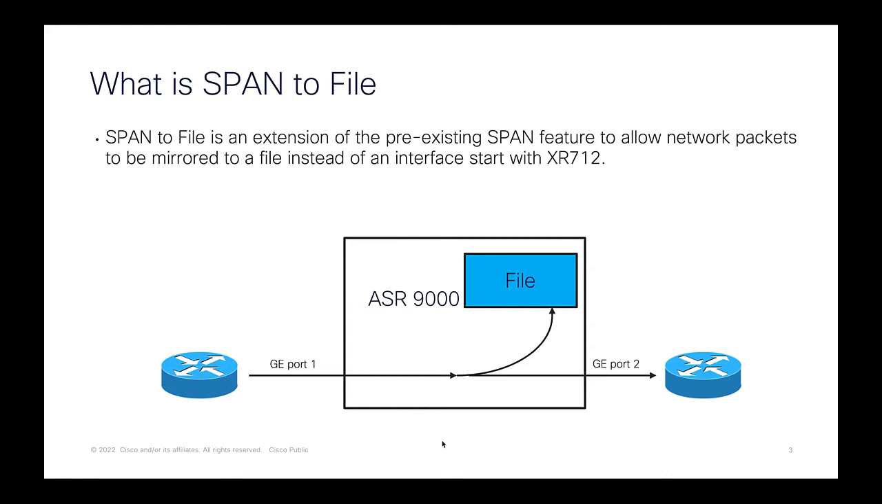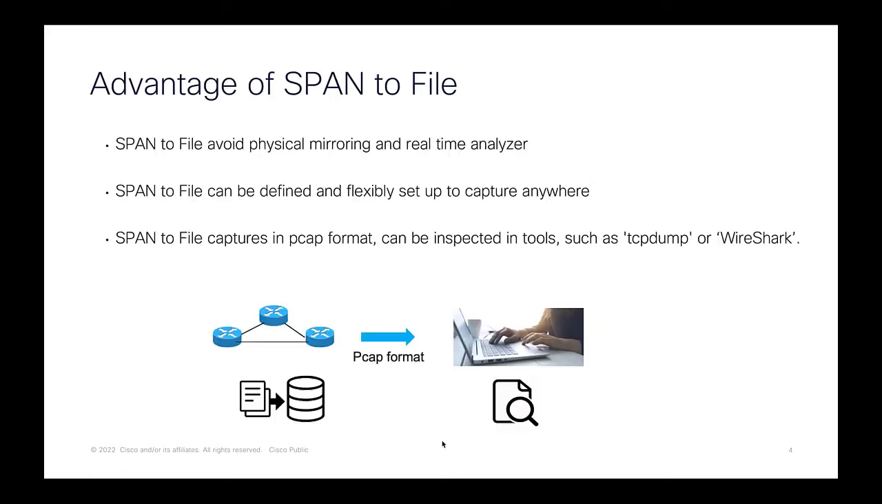Rather than mirroring to a physical port attached to a packet analyzer, it allows the captured packets to be saved into a file, which the customer can offload and analyze at a later time. The advantage of SPAN to File is that it avoids a physical mirroring port and also the traffic generator or packet analyzer requirements. SPAN to File defines a flexible way to capture packets anywhere, anytime.